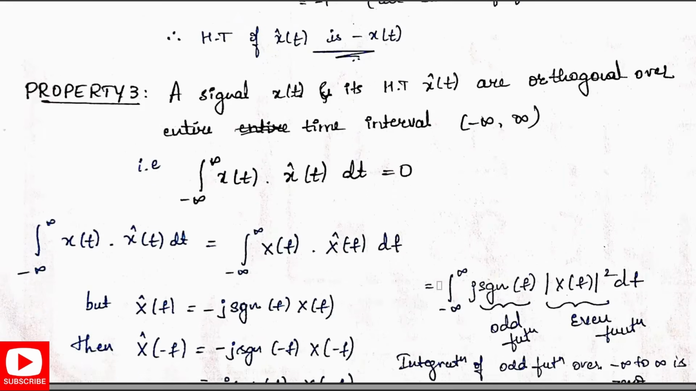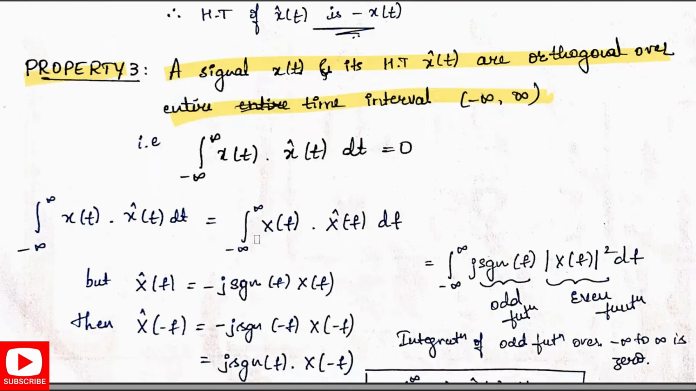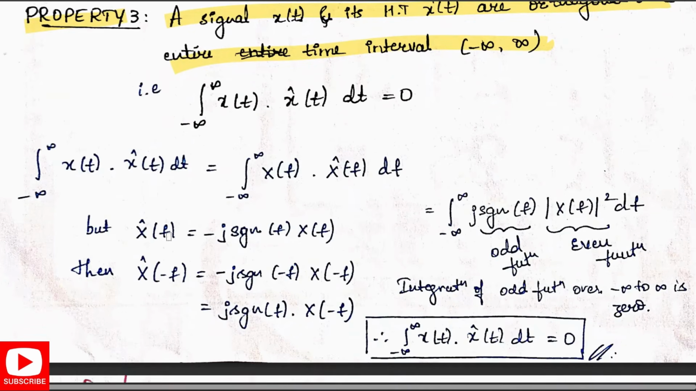Then the third property states that a signal x of t and its Hilbert transform x cap of t are orthogonal over the entire time interval of minus infinity to infinity. So if you take the integration from minus infinity to infinity of x cap of t into x of t, then you can solve it like this. First, you have to write them in the form of frequency domain, but you know that x cap of f is minus the signum function times x of f.